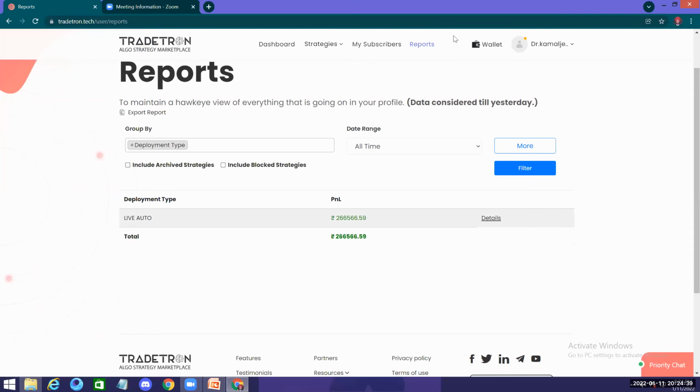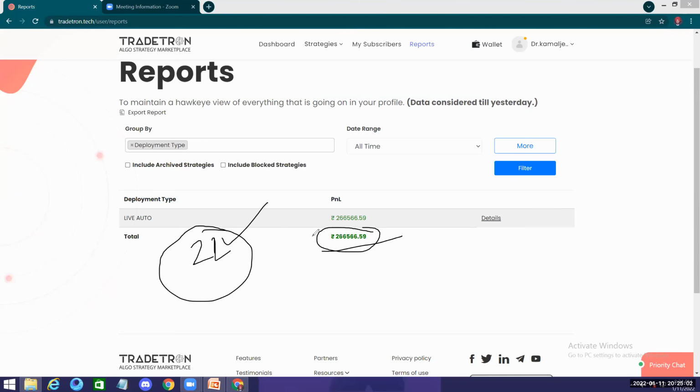What is this figure looking at? 2,66,566 rupees. 3 days back on Thursday, it was 3,20,000. Now it has come down. It is part and parcel of it. But on a 21 lakh or 22 lakh rupees capital, in 3 months, I'm already making 13%. There are some bad days, October and December drawdowns, which are really big for me. So 13% in 3 months. If I multiply by 4, I'm getting 52%.